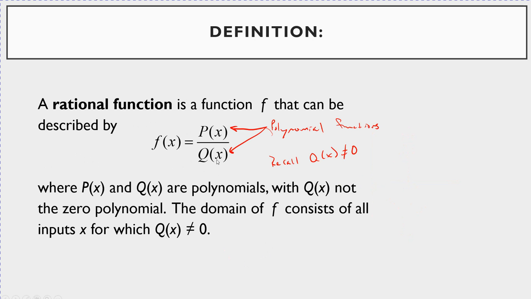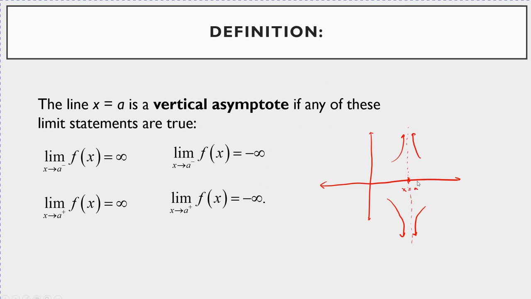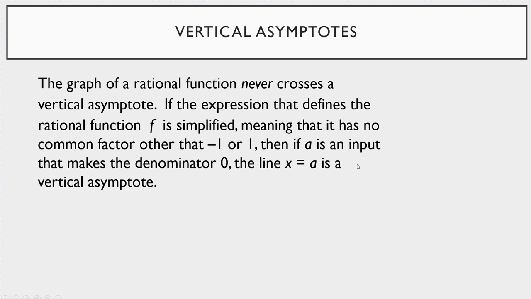But really what's going on here is the graph of a rational function never crosses a vertical asymptote, as you're seeing with these lines. It's going to butt up against it. So if the expression that defines the rational function f is simplified, meaning that it has no common factors other than -1 or 1, then if a is an input that makes the denominator equal to 0, the line x is equal to a is a vertical asymptote.